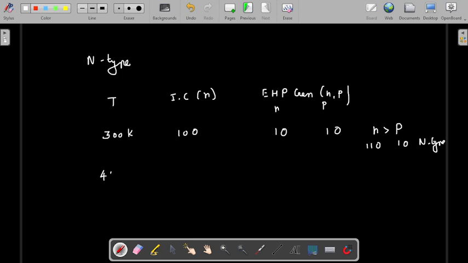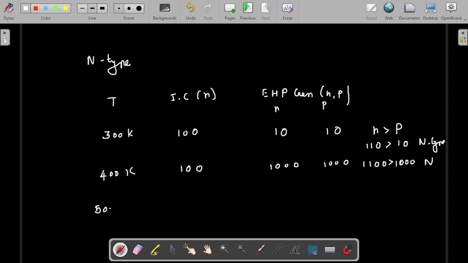So let's take 400 Kelvin. Here, with the same material, we are increasing the temperature. Some 1000 carriers are produced because of the increased temperature. The same 1000 carriers will be produced for P. So here also the total is 1100. So here also, what is happening? N is greater than P, so it is still an N type.